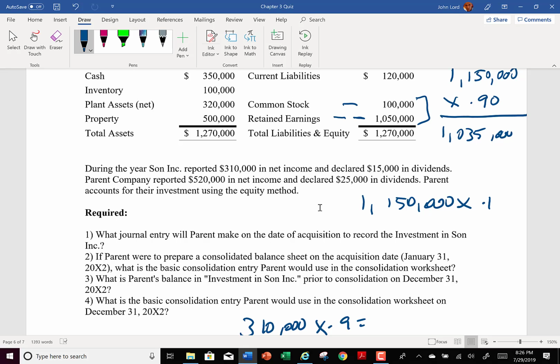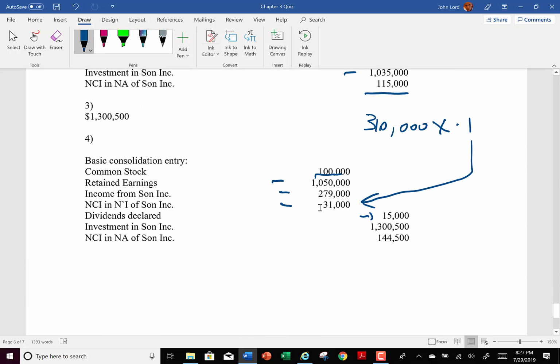And then I take that number and add that to the common stock number, which becomes the entire stockholders' equity at the end of the year of son, right? Which is what, 1,445,000? But how much of that belongs to them? 10%. So if I multiply that by 10%, that's where we got this number, the 144,500.